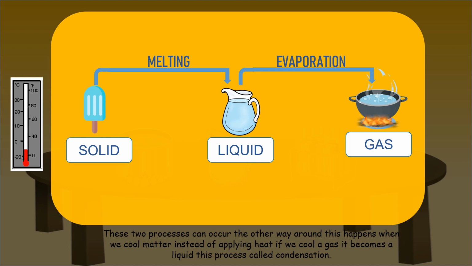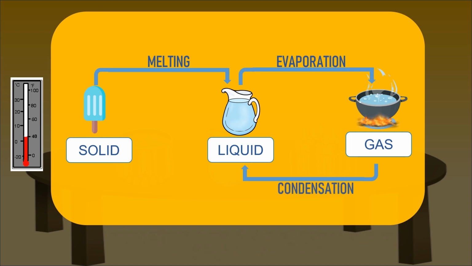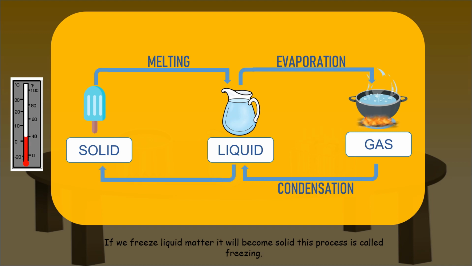If we cool a gas, it becomes a liquid. This process is called condensation. From gas to liquid, we call it condensation. If we freeze liquid matter, it will become solid. This process is called freezing.